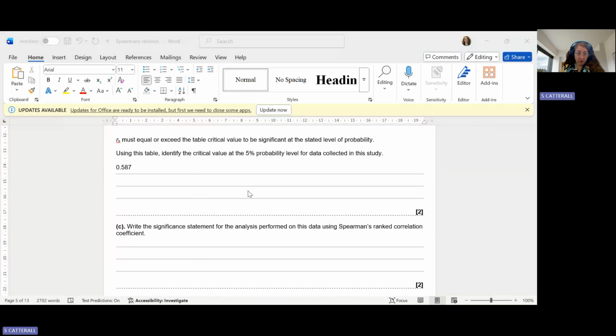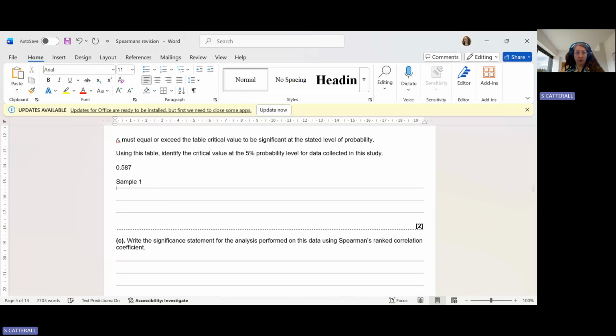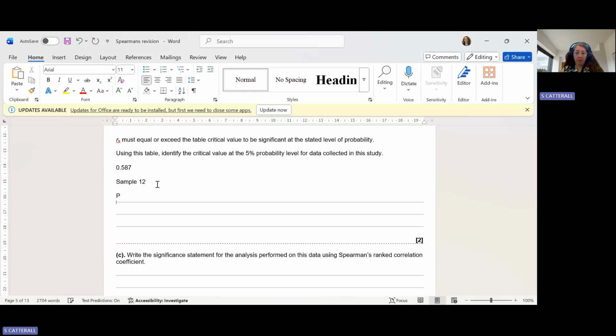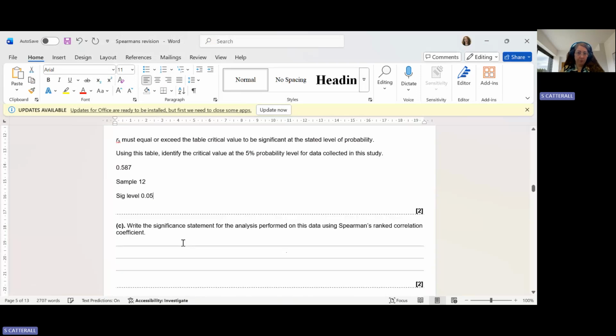Yeah, you don't really need to put anything else. It's probably good to put your working on, because if you do get it wrong, they can still give you a mark for it if you've got working out on. So we've got sample 12 and then sig level 0.05. So the significance level.